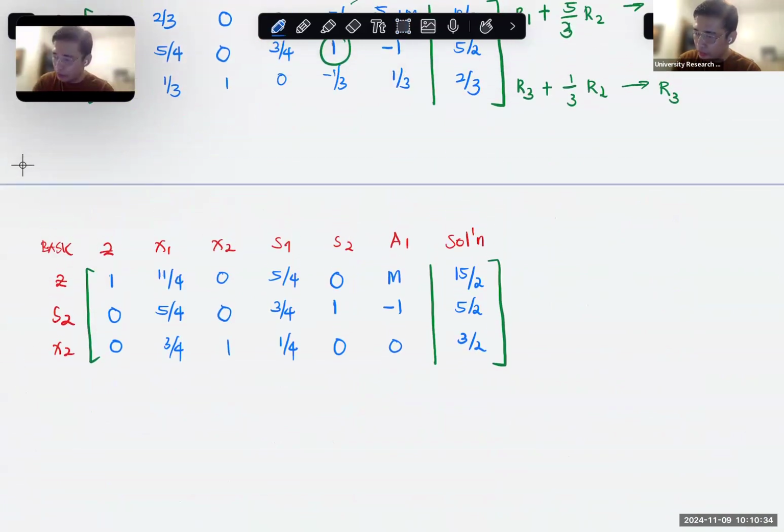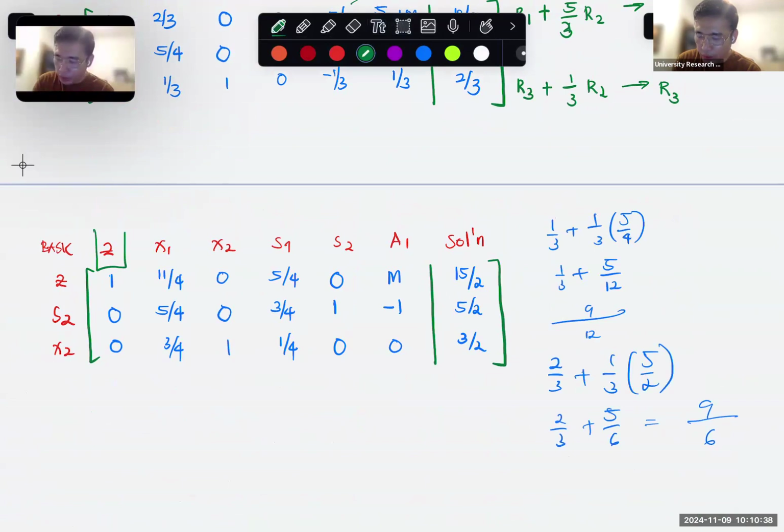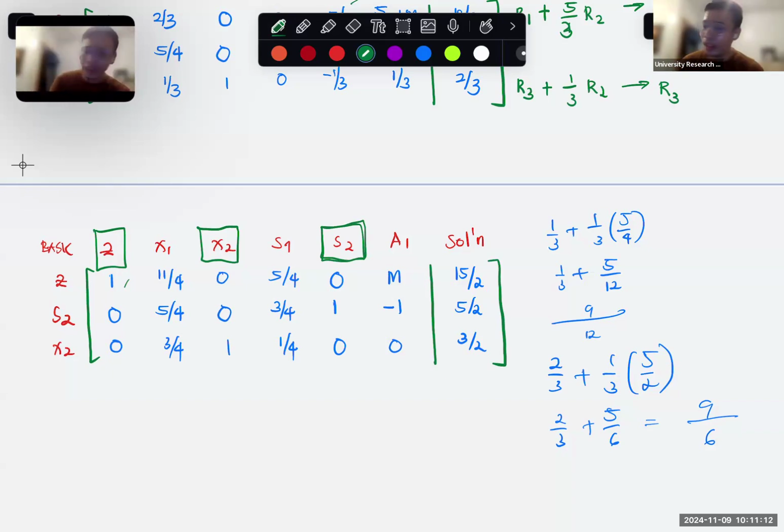So which ones are those? You can see here, of course, Z is a basic variable because it has only one non-zero, which is this one, 1, 0, 0. X1, they are all non-zero. X2 has only one non-zero, so 0, 0, 1. S1, no. S2 is also a basic variable. A1, no. Okay? Actually, the non-zero is not necessarily 1, but it should only be one non-zero.